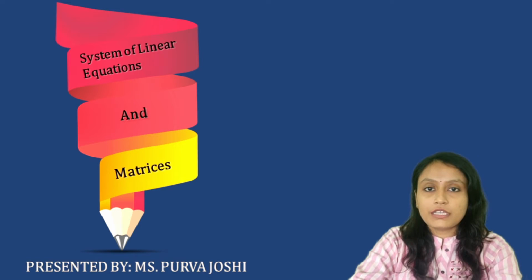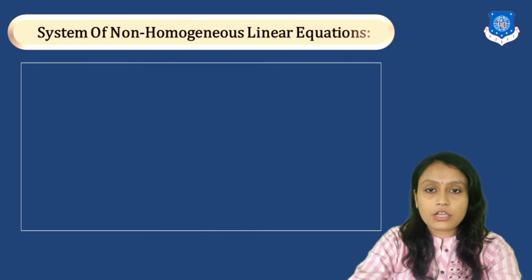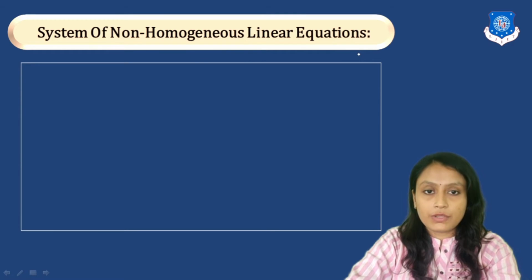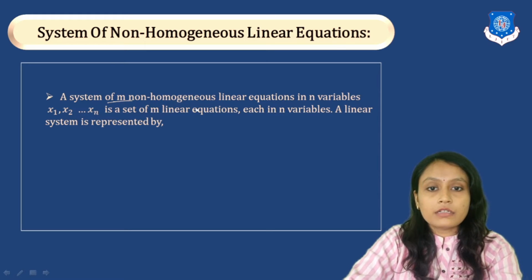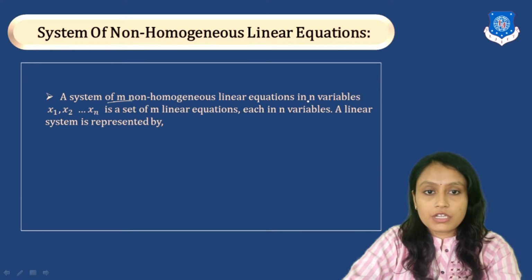Today we are going to study a few more topics of system of linear equations and matrices. So let's begin with the first topic, that is system of non-homogeneous linear equations. The system of m non-homogeneous linear equations in n variables x1, x2 up to xn is a set of m linear equations, each in n variables.